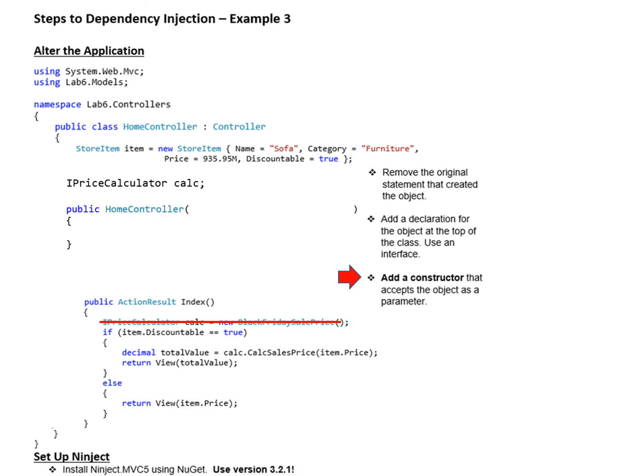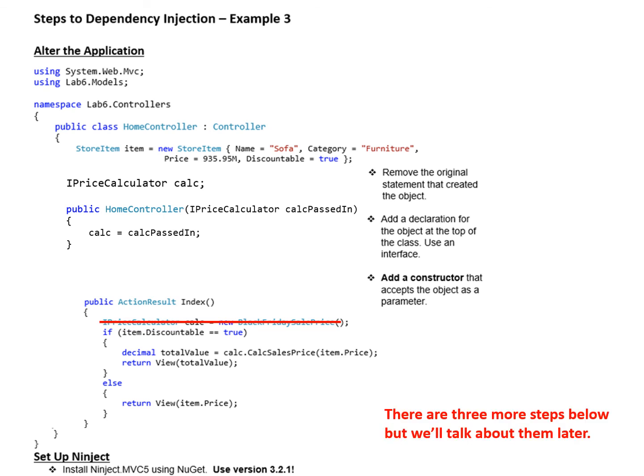So again, here's the constructor. It's called HomeController. What goes inside for the parameter? Well, it's going to be of type IPriceCalculator, and we'll call it whatever, some temporary name. I'll call it calcPassedIn. Then our ultimate goal is to have this object called calc to be able to use later on in our application. So we'll say calc equals this thing that just got passed in. Now we would have an object called calc that we could work with down below in our index method.